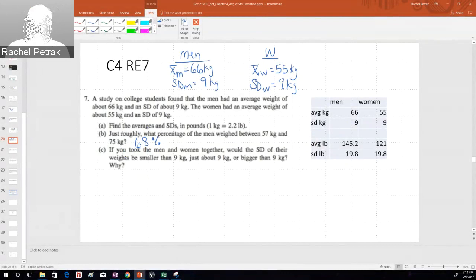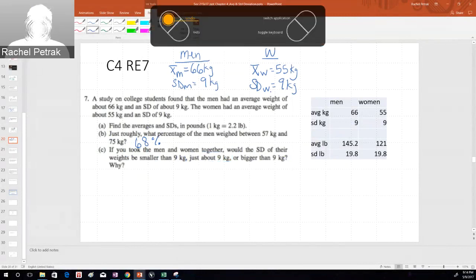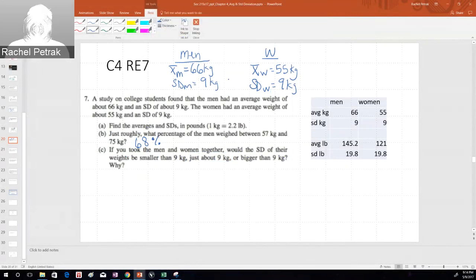If you took the men and women together, would the SD of their weights be smaller than 9 kilograms, just about 9 kilograms, or bigger than? It'd be just about 9 kilograms. How do I know that? Because both the men and the women have a, oh, actually, it would be not just about 9. So common misconception. I fell into the trap too myself for a second there. Even though both groups' standard deviations are 9, if we took them together, then the standard deviation would be bigger than 9 because the total spread of the data would be bigger.